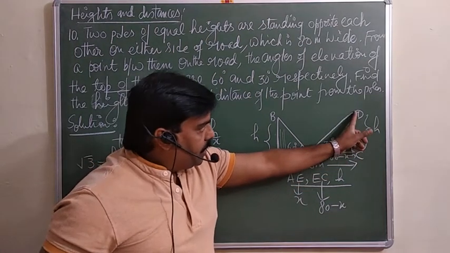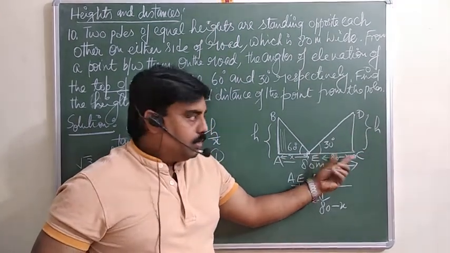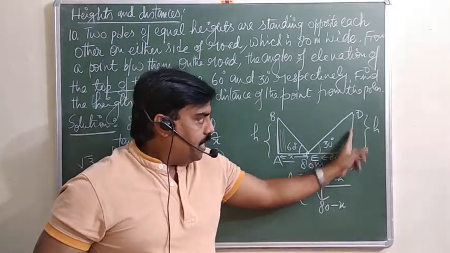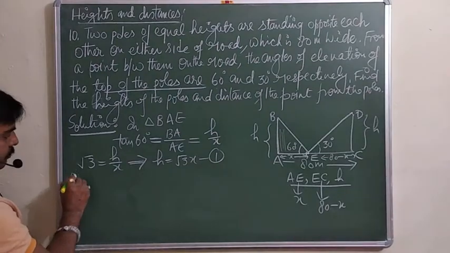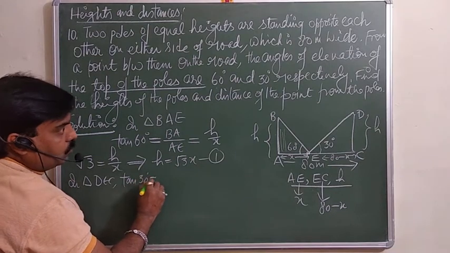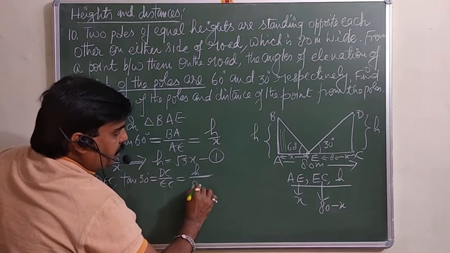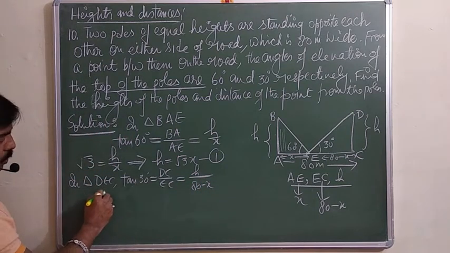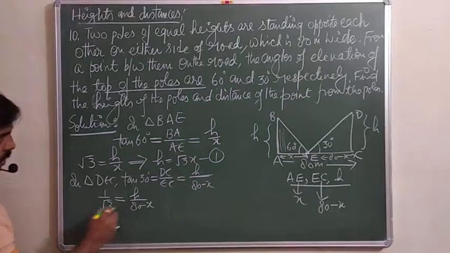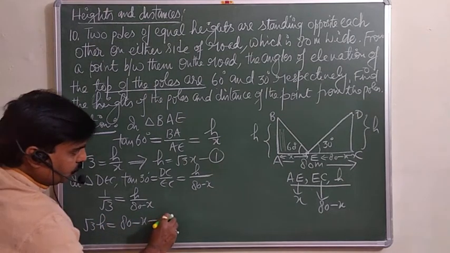Now you are supposed to take triangle DEC. For this angle, this is your perpendicular and base is this one. So you are interested in perpendicular over base, which means you are supposed to take either tan or cot. So I am taking in triangle DEC the tan. So tan 30 will be equal to DC over EC. DC is your H, EC is 80 minus x. Tan 30 means 1 over root 3 is equal to H over 80 minus x. From here you will get root 3 H is equal to 80 minus x. This is your equation 2.